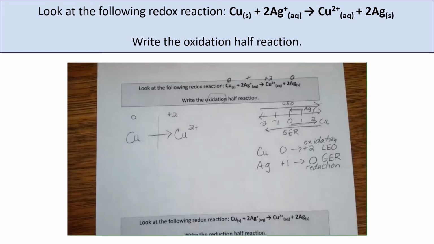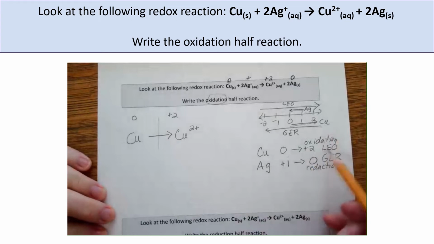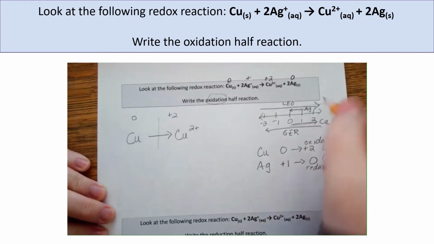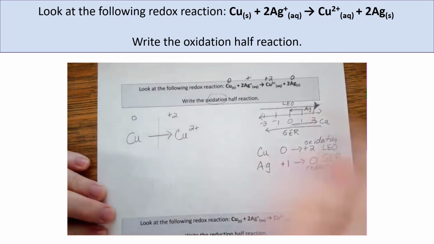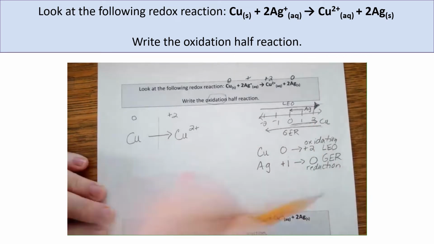So how do I fix it? I have to add the electrons where they belong because redox involves moving electrons. So put the electrons where they belong. Copper went this way. Again, that's Leo, losing electrons. Do you see how the arrow points this way? That says, hey, put the electrons on that side.